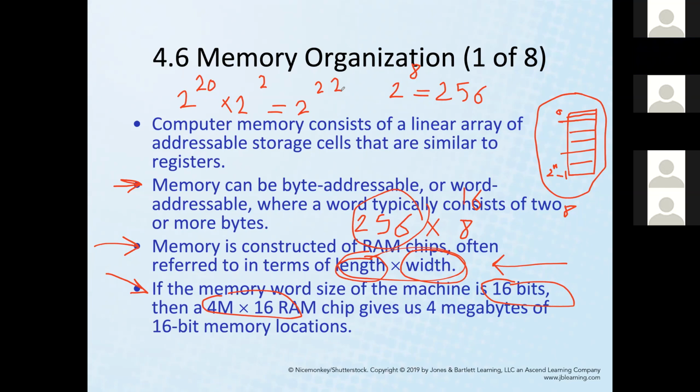Okay, good. So most of you answered the question with number 20. 20 is needed to address 1 meg, but because it is 4 meg, we need 4 times of 1 meg. So if 1 meg needs 2 to the power of 20, and 4 is 2 to the power of 2, then it is 2 to the power of 22. Okay, so any question? Let's move to the next slide.